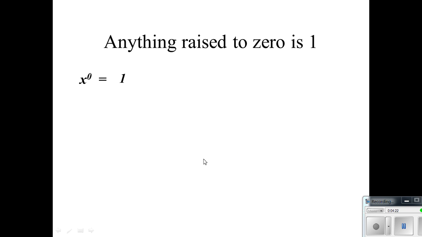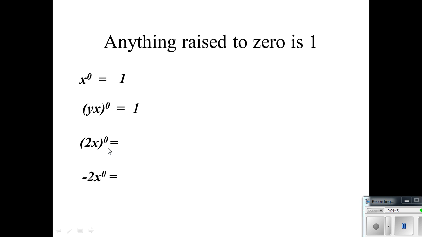We cannot have 0 raised to 0. So your base here should be not equal to 0. Now, if I have a product of y and x and both are raised to 0, then the entire expression will be equal to 1.